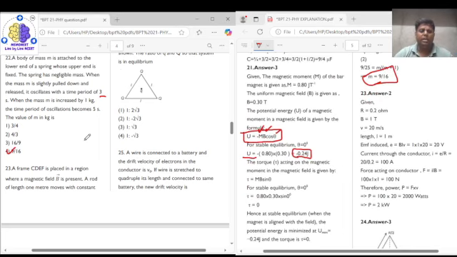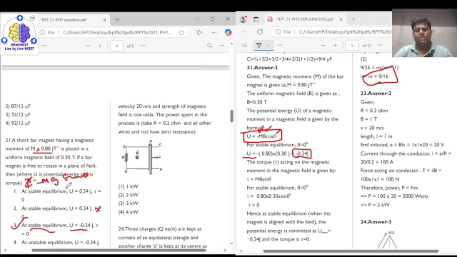Question number 23. A frame CDEF is placed in a region where the magnetic field B is present. A rod of length 1 meter moves with a constant velocity of 20 meter per second, and the magnetic field is 1 Tesla. The power dissipated in the process is to be found, where R is equal to 0.2 ohm and all other wires and the rods are of 0 resistance.